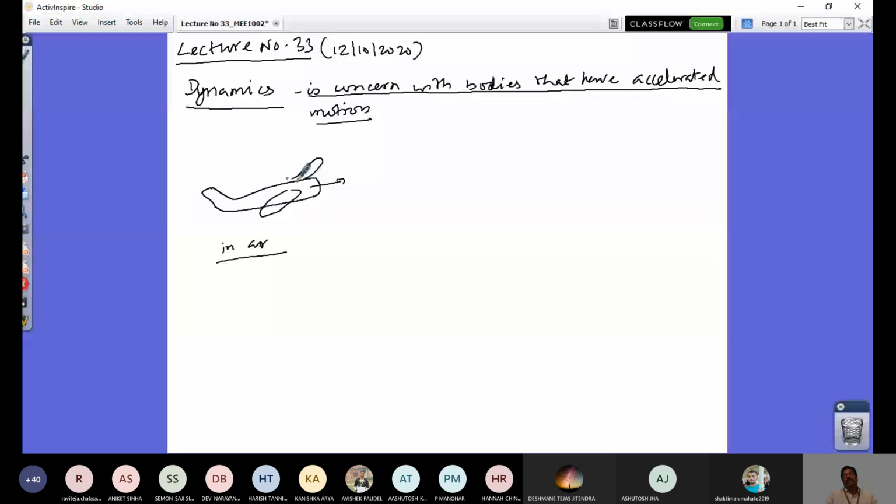So when this body, which has a certain weight, is flying in air, it is non-constrained at all, a completely free body, but it is under accelerated motion in air. So the dynamics of this body is very important in order to go for the design aspects of this aircraft. For example, what does a partially constrained body mean? Look at this.